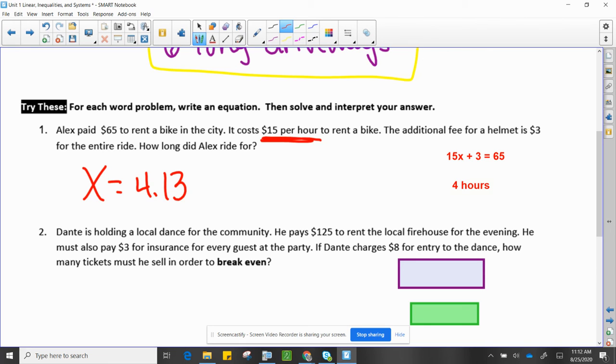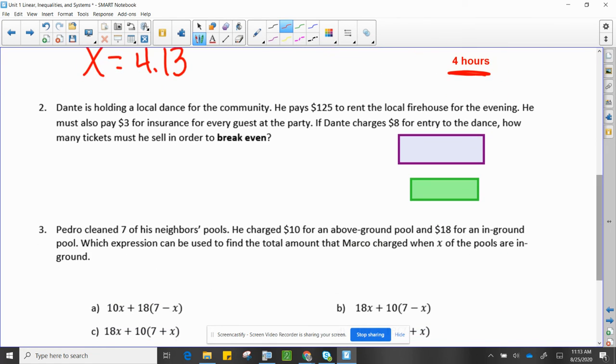So in order to get his $65, he could only ride for 4 hours. He can't go 5 hours. We wouldn't round it up because he doesn't have enough money for 5 hours. So that's why in this case, I rounded the answer down.